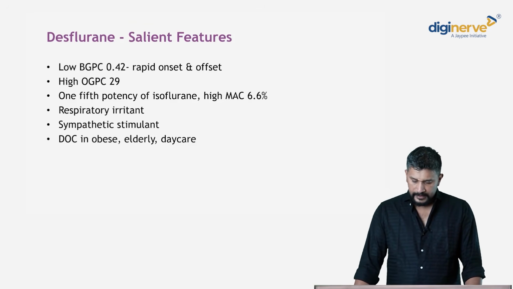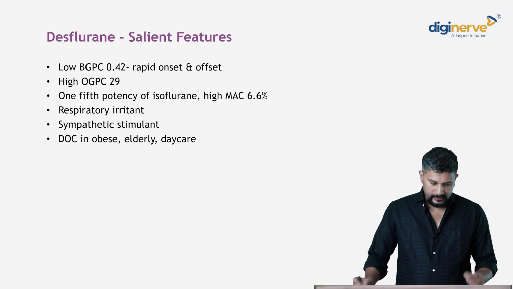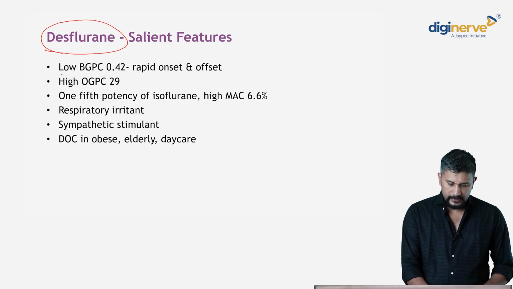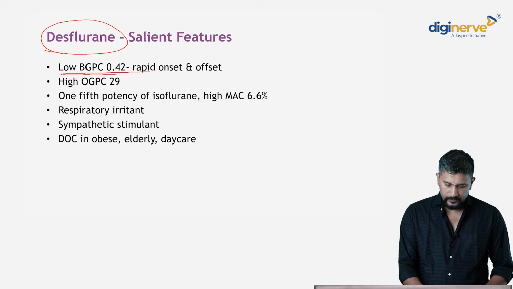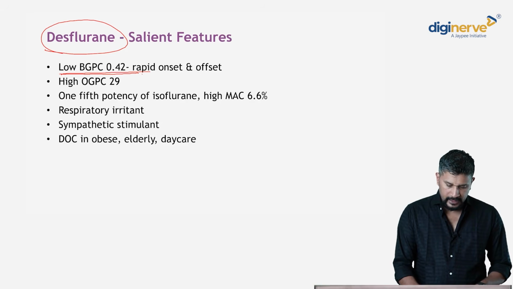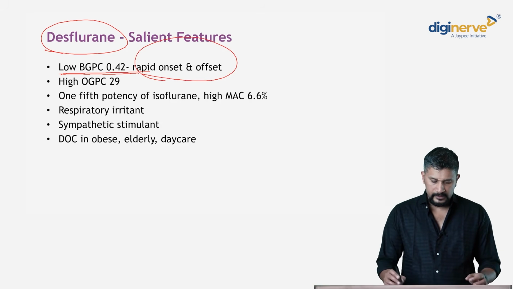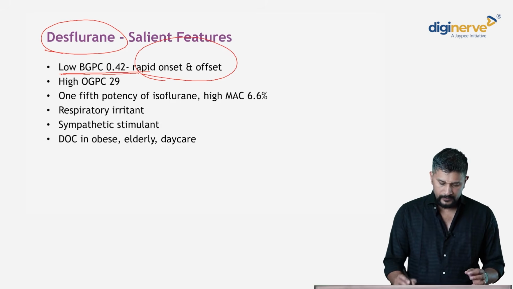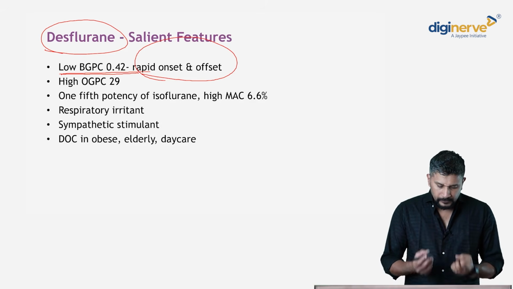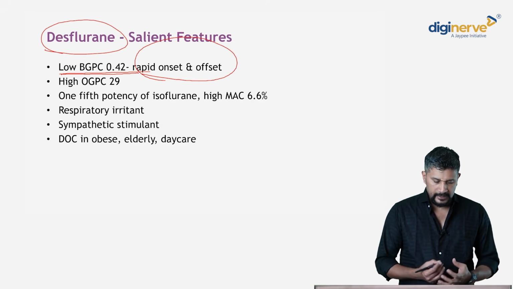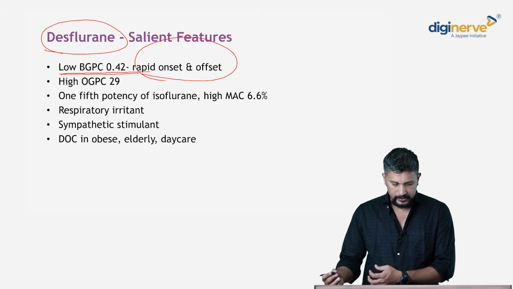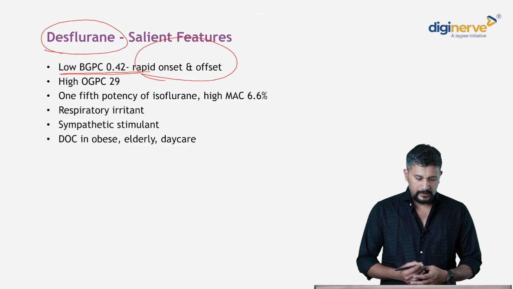Now let's look at some of the salient features of the individual agents. First being desflurane. Like we saw earlier, it has a very low blood gas partition coefficient, the lowest amongst all of your halogenated agents, and therefore it has a rapid onset and recovery. We learned earlier that the blood gas partition coefficient refers to the solubility of your drug in the blood, and therefore volatile agents which are more soluble in blood will find it difficult to cross the blood-brain barrier and act on the target tissue.